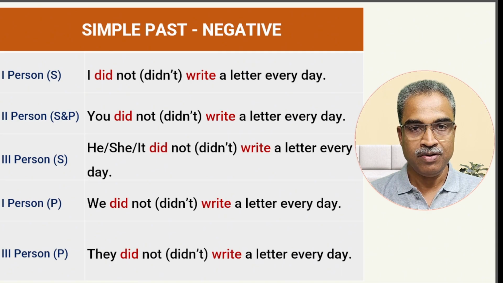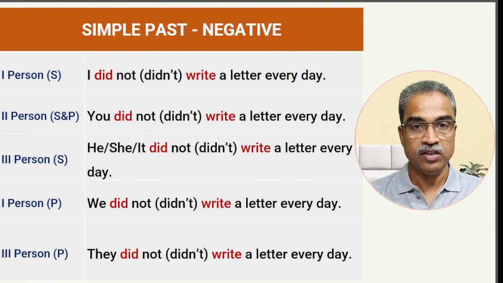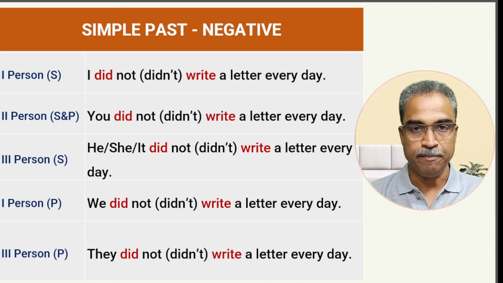In the affirmative, we said, "I wrote." But in the negative, since we use the past form of the auxiliary did, the main verb will be changed or converted to its root form, that is V1, verb 1, present form. So we have to say, "I did not write a letter every day."